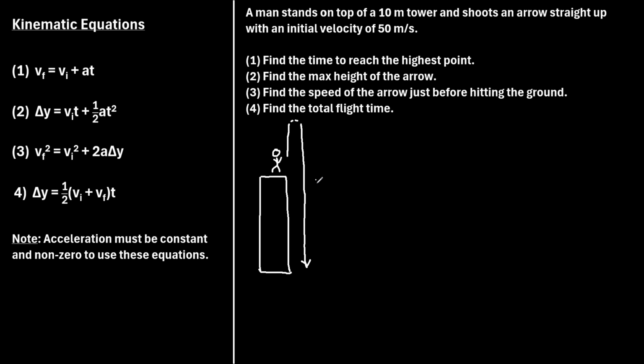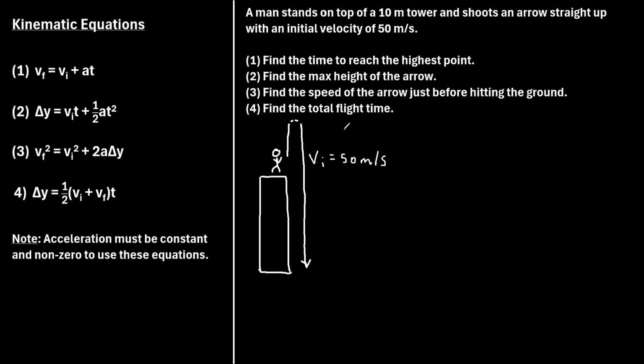So I've drawn a little sketch of our situation here. We have this man on top of a 10-meter tower, and he shoots this arrow into the sky with an initial velocity, let's say v sub i, our initial velocity, is 50 meters per second. So the first thing we want to know is, what's the time that it will take to reach the highest point? So the highest point, that would be this point right here, just before the arrow starts to turn around and fall back to the earth.